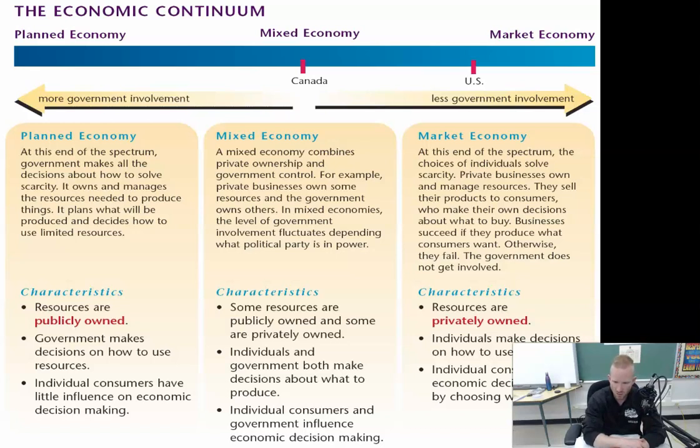And then you get the market economy in the far right. At this end of the spectrum, the choices of individuals solve scarcity. Private businesses own and manage resources. They sell their products to consumers who make their own decisions about what to buy. Businesses succeed if they produce what consumers want. Otherwise, they fail. The government does not get involved.